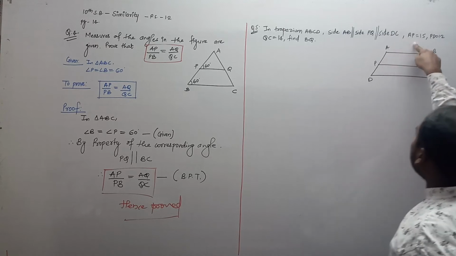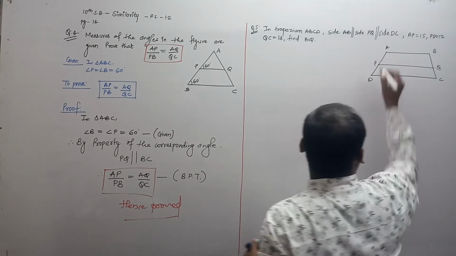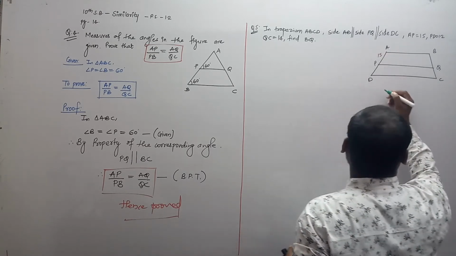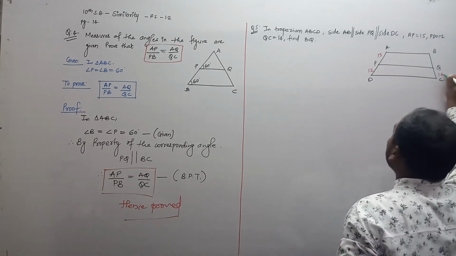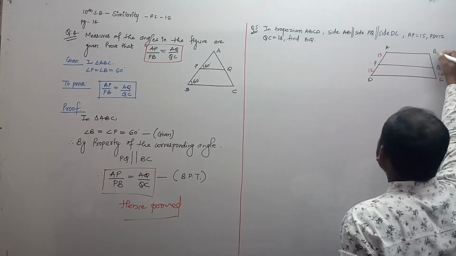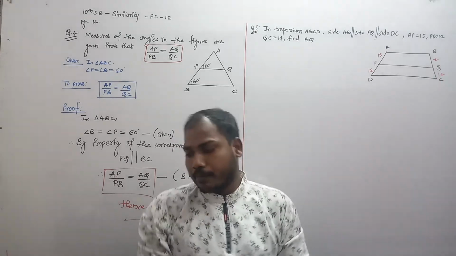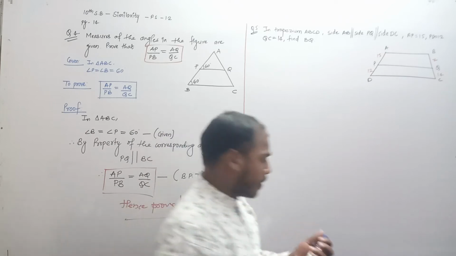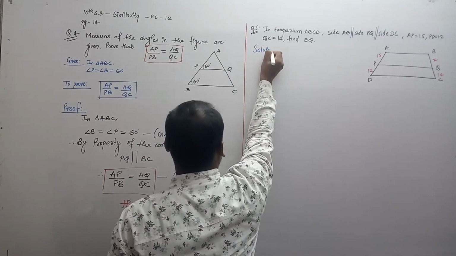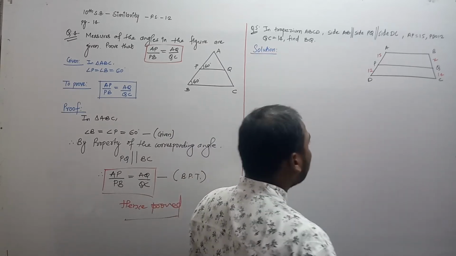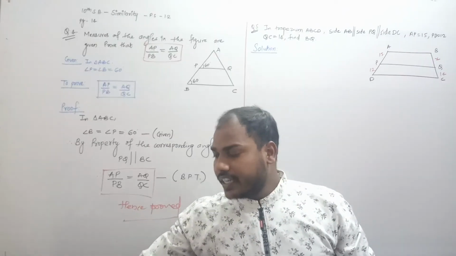After that they have given the AP value, PD value and QC value. AP is 15, PD is 12, QC is 14. They need the value of BQ. This is our requirement, BQ. I have written X at that place. Try to understand how we will solve this question. First we will write the solution as a heading. Solution. This is totally based on the property of three parallel lines.